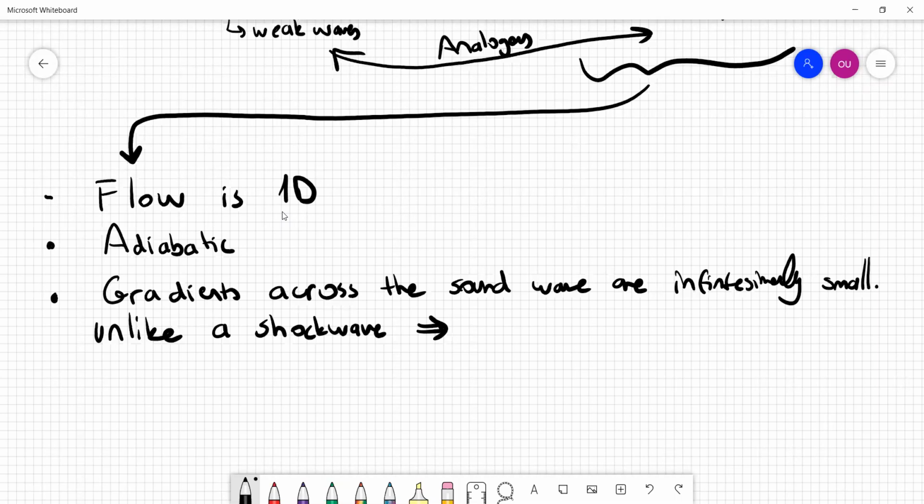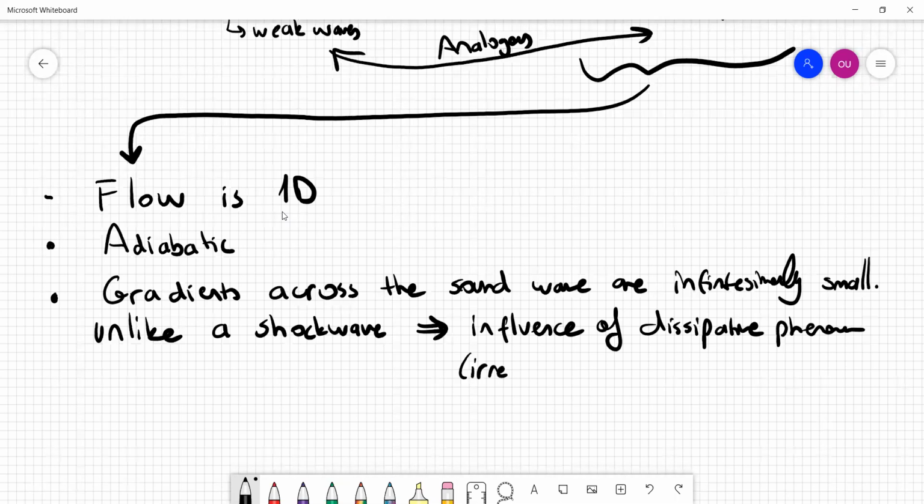What is the result of the fact that the changes are very small? The influence of dissipative phenomena becomes almost negligible. Or what we can say, the influence of irreversibilities that are created by this very weak sound wave is almost negligible.